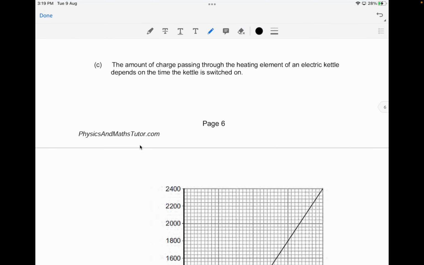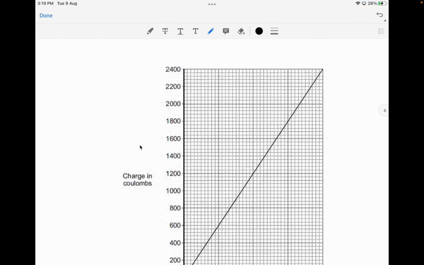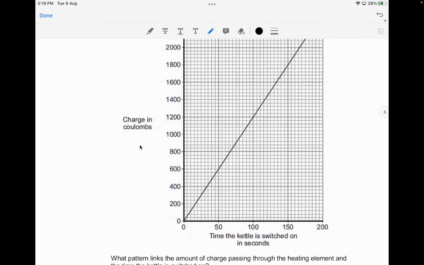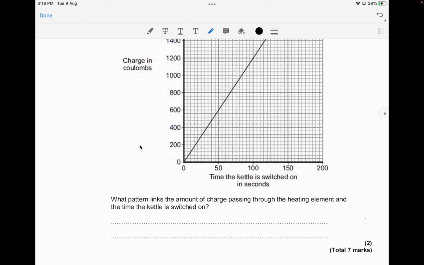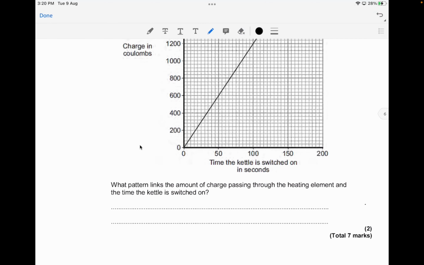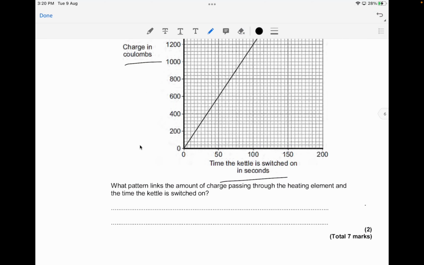Now, the next question states that the amount of charge passing through the heating element of an electric kettle depends on the time the kettle is switched on. You can see a nice little diagram here of the charge in coulombs against the time the kettle is switched on. Now, what pattern links the amount of charge passing through the heating element and the time the kettle is switched on? As you can see, there's a nice little straight line. That shows us that the charge in coulombs is directly proportional to the time switched on.